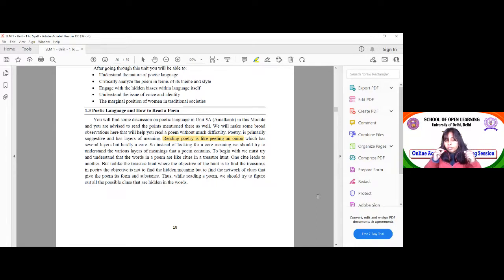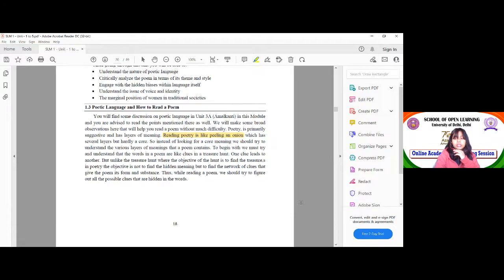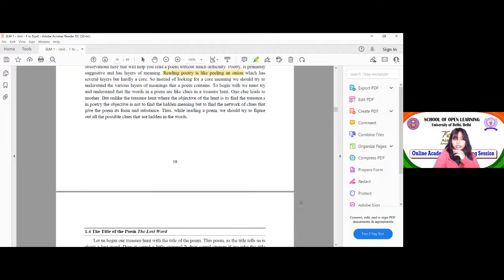Thus, while reading a poem, we should try to figure out all the possible clues that are hidden in the words. This is what I was saying. We have to dig out and figure out all the possible meanings that exist in that particular poem.